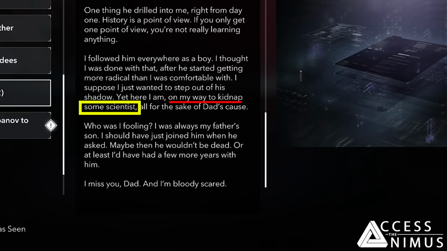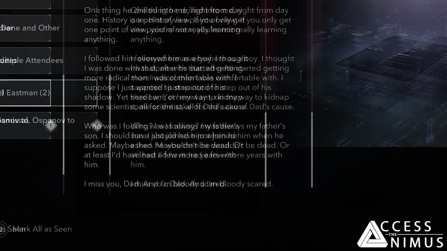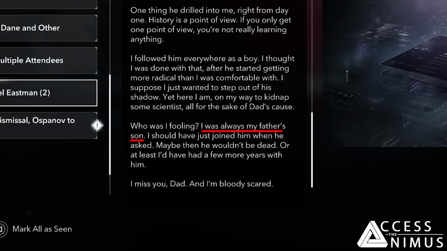The target of the assassins is a scientist. Joel realizes that he really is doing what his father would have wanted in the first place, and for the assassin cause that is the one that Jeff believed in anyways, and thus if he ended up here anyway, he regrets not joining his father in the first place, as that could have saved his father's life or at least granted them more years together.